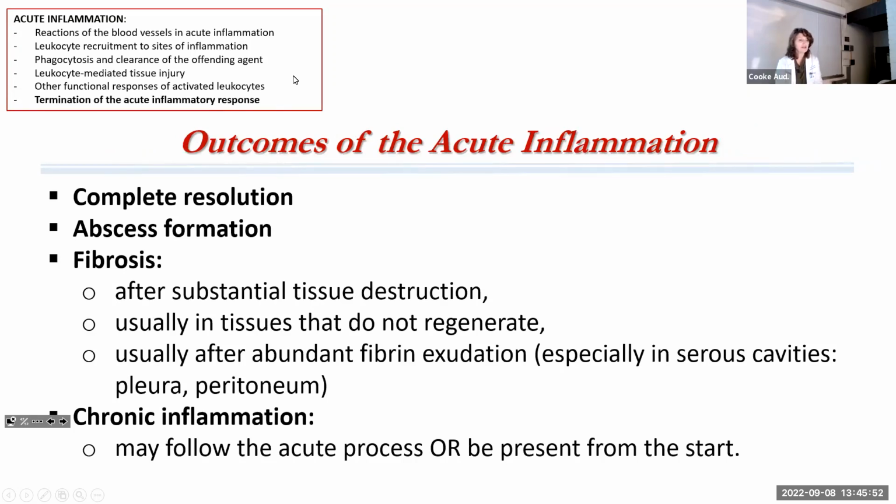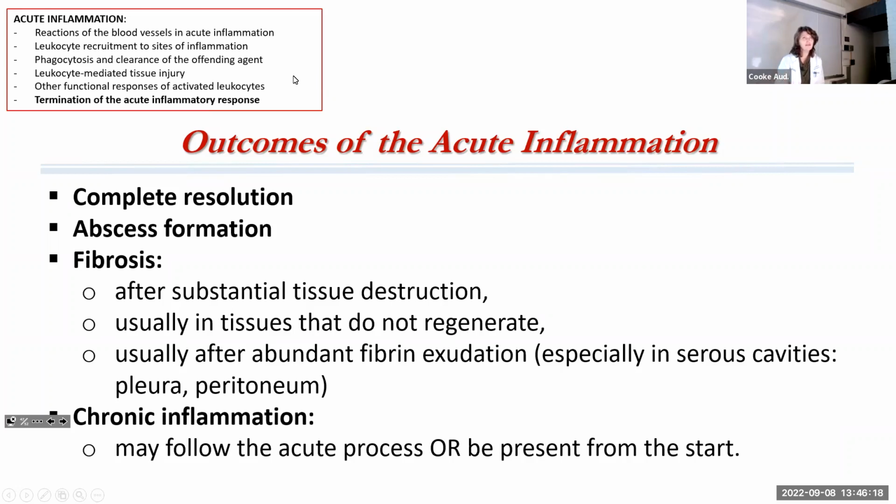Now let's talk about outcomes of the acute inflammation. Well, in a nutshell, it stays or it goes. After an acute inflammation, the reaction can subside, the injurious agent was defeated, and you can have complete resolution. Or it can persist, and it can evolve into a chronic inflammation.